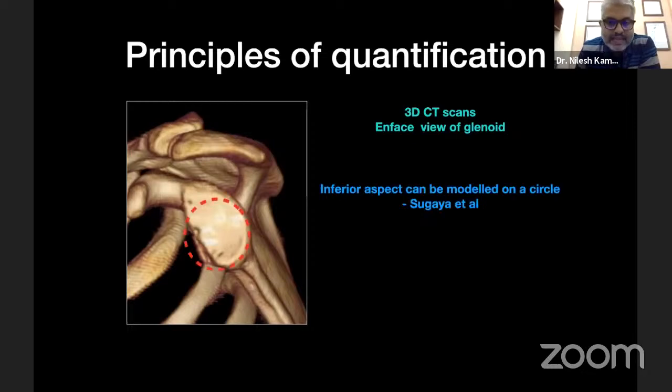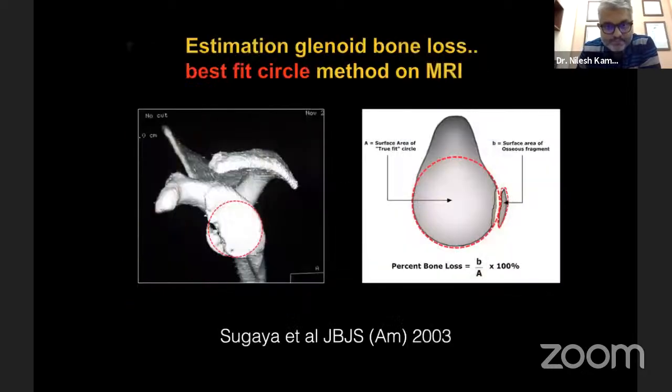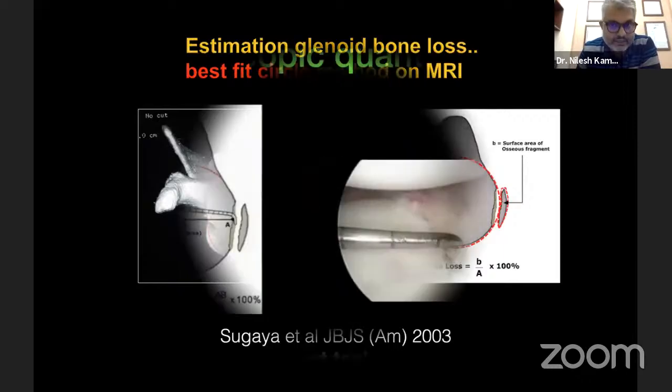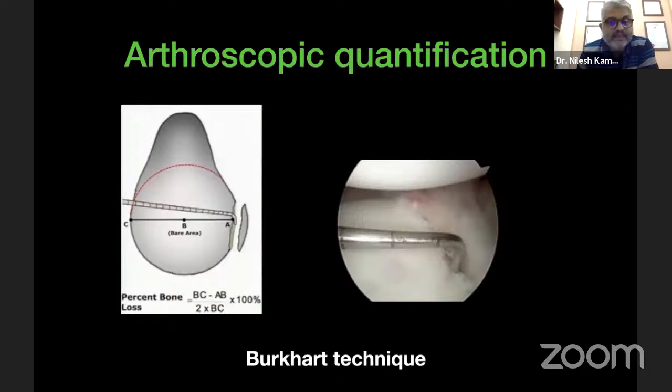When you can get that, then the inferior aspect can be modeled on a circle, and then you try to calculate the bone loss by various formulae. Sugaya had explained the so-called circle method, where the surface area of the osseous fragment was then calculated. You can do the same thing arthroscopically, where you're using the bare spot as a reference mark and you're calculating your diameters. And again, the percent bone loss is calculated by a formula.